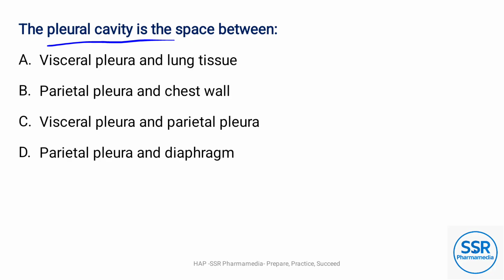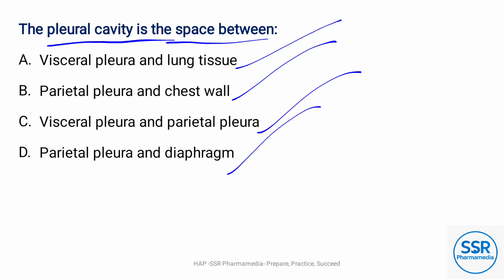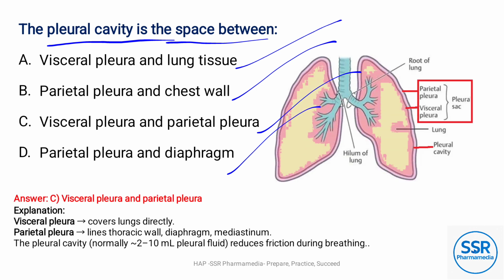The pleural cavity is the space between: option A, visceral pleura and lung tissue; option B, parietal pleura and chest wall; option C, visceral pleura and parietal pleura; option D, parietal pleura and diaphragm. So the answer is option C, visceral pleura and parietal pleura.